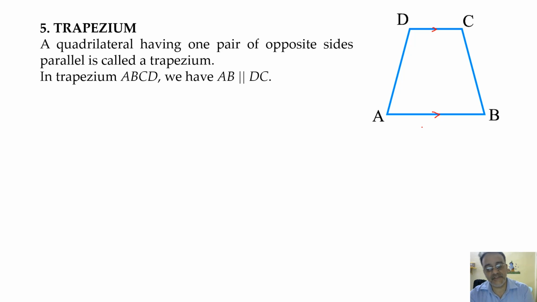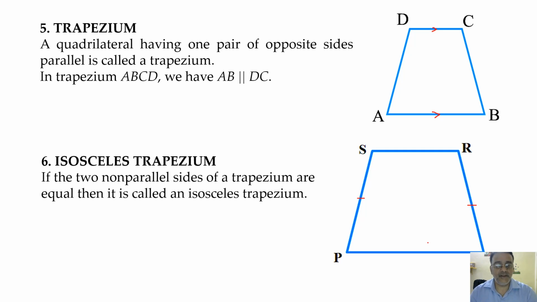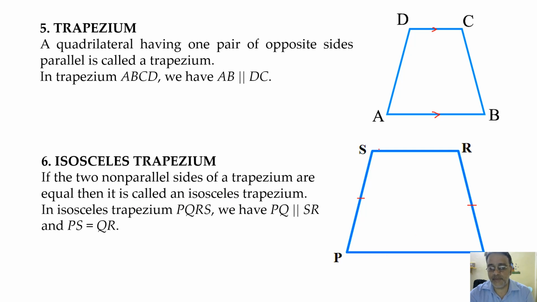Now next is isosceles trapezium. Isosceles trapezium में नॉन पैरेलल साइड जो ट्रेपेजियम का वो इक्वल होगा. ओके, सो हियर PS is equal to QR and PQRS is a trapezium. So if the two non-parallel sides of a trapezium are equal, then it is called an isosceles trapezium. So in this figure, PS is equal to QR, non-parallel sides, and PQ is parallel to SR.